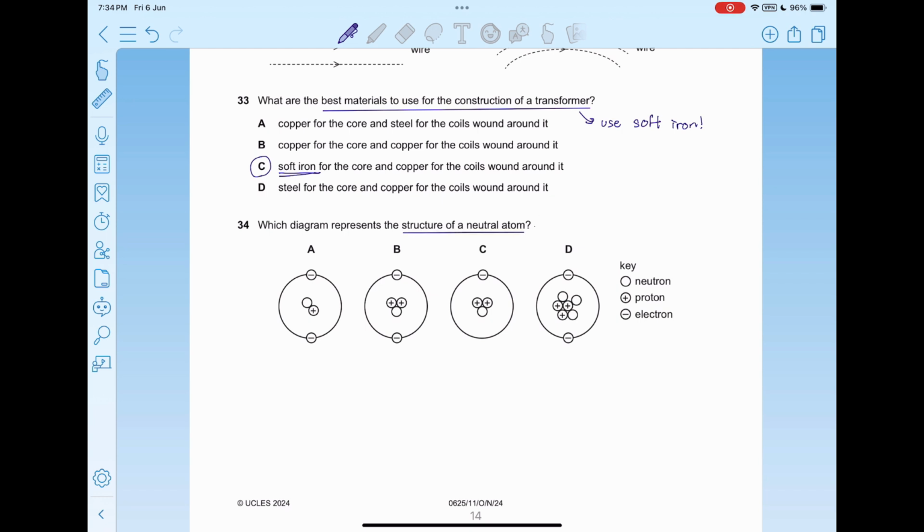34. Which diagram represents the structure of a neutral atom? A neutral atom means that proton and electron number is the same. So within the 4 of those atoms, B has the same electron and proton. So B is the correct answer.